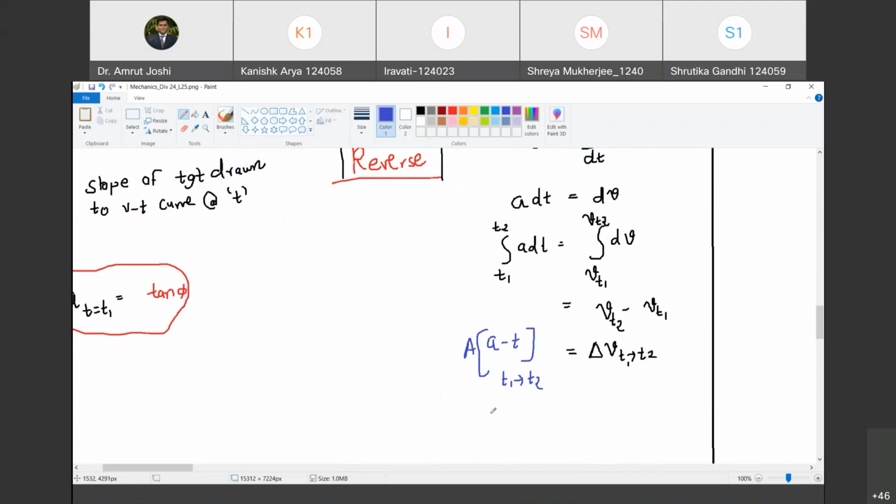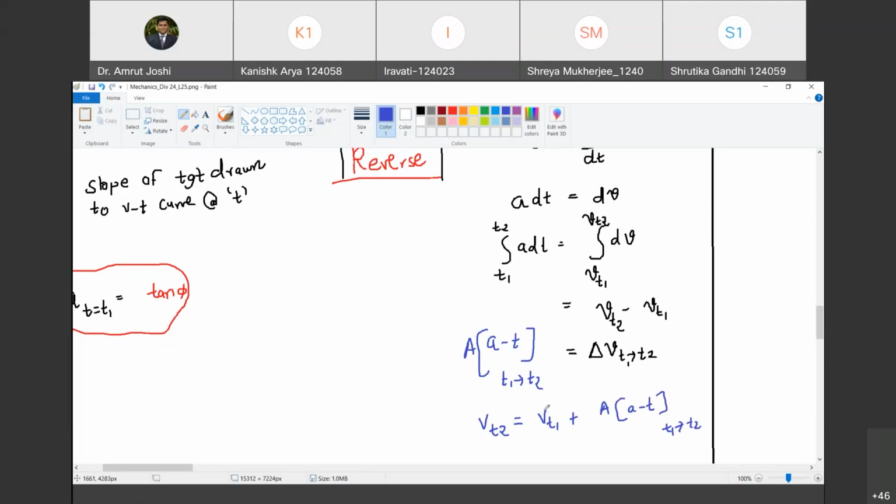So in other words, I can write its other representation like this: velocity at time t2 must be equal to velocity at time t1 plus area under acceleration time diagram from t1 to t2. Do you agree with me? The area under acceleration time diagram will be equal to v at t2 only when v at t1 is 0. Are you with me?